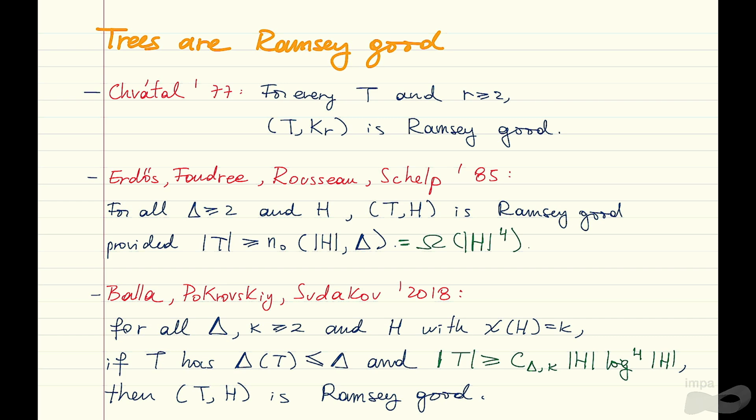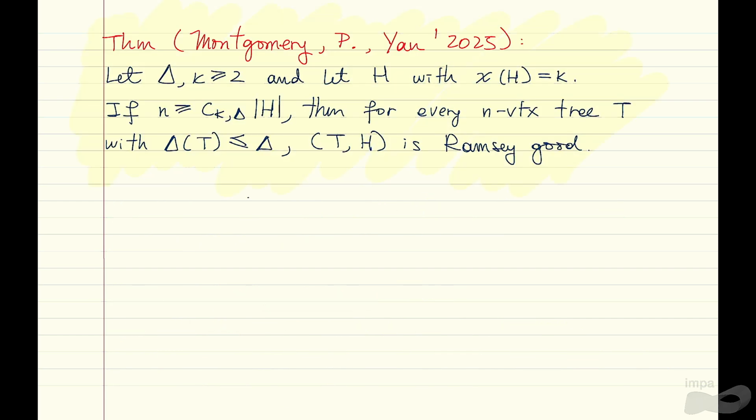And OK, so what we did with Richard Montgomery and Jun Yan, who is a PhD student from Warwick, we proved that this conjecture is true. We proved that for any delta, any k, if you're given any graph H with chromatic number k, if n is large enough, depending on the size of H, then any n-vertex tree with maximum degree at most delta is going to be Ramsey good with respect to H. So we could remove this extra log factor in the previous result.